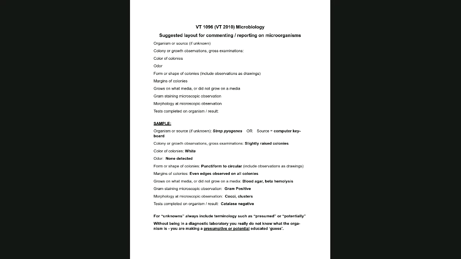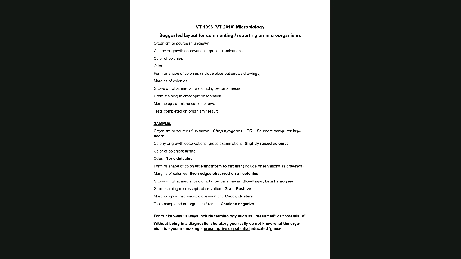So again, you do not just leave a line blank on a reporting form. If you wafted, W-A-F-T-E-D, across that plate and there was no odor, you write none detected. You don't leave the line blank. A blank means, did you try to do that or not? We have no idea. So if you say none detected, we know you tried to find that. Okay. What form? Punctiform to circular. And you can see some of the discussions in your textbook on how those are terminology you can use. The even edges around the colony.